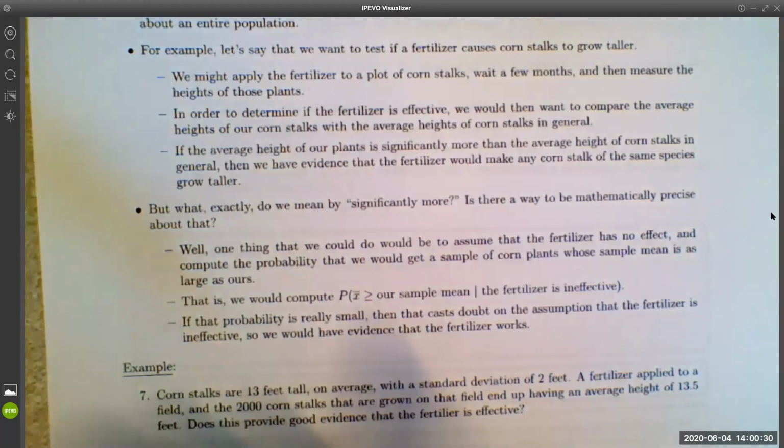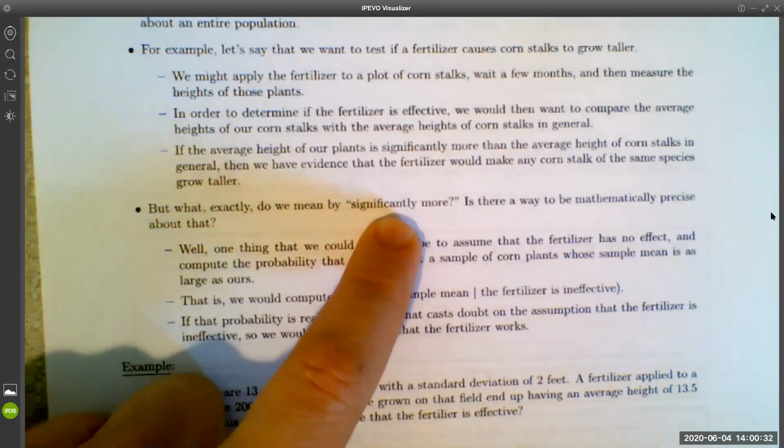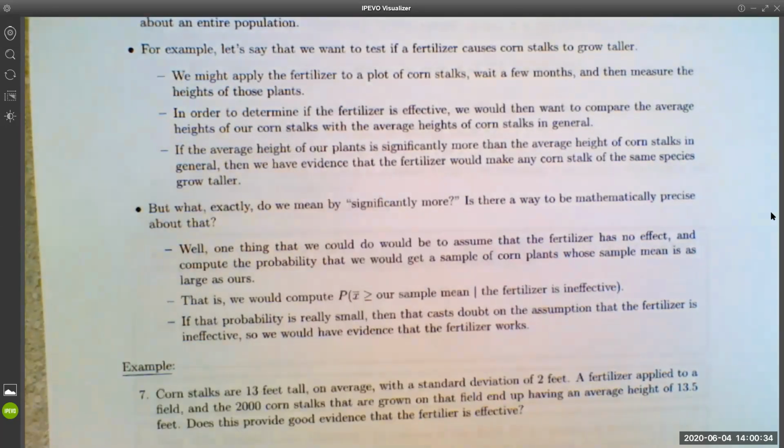But what exactly do we mean by significantly more? Let's say that the average corn stalk is 12 feet tall, and our fertilizer makes corn stalks grow to be 12.1 feet tall. Is that good evidence that our fertilizer is effective? Or could it just be a fluke?